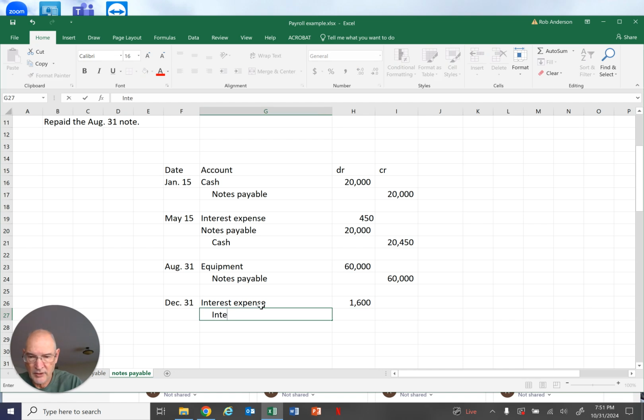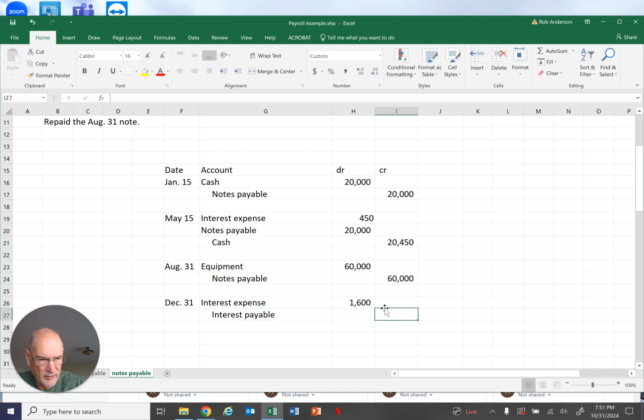So that becomes interest payable. So here's our interest payable. I just want to mention an income statement account, which is interest expense, and a balance sheet account, which is interest payable, which in this case is a current liability because it will be repaid within a year of the balance sheet date. So this interest expense is lowering our income for the year, and this interest payable is increasing our liabilities.